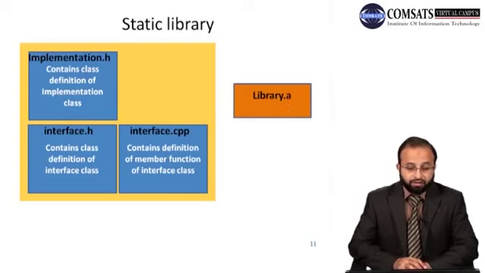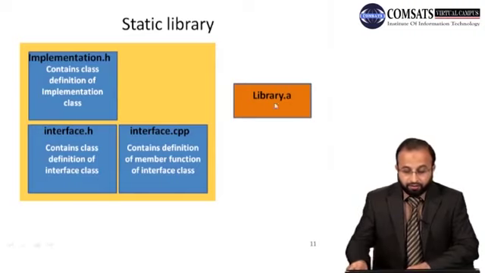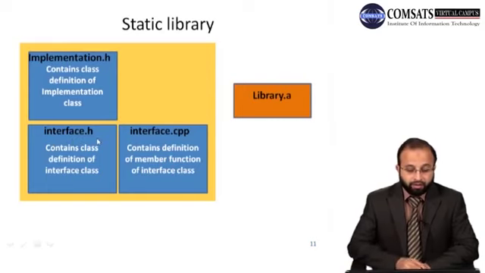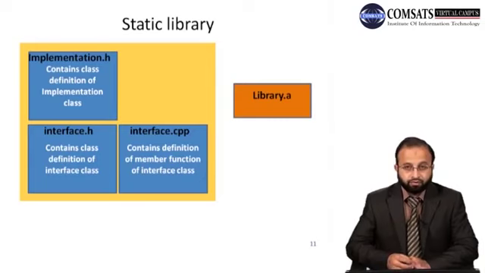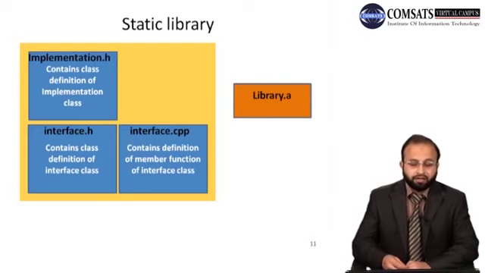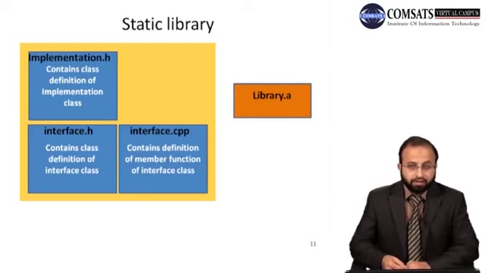We just want to repeat it so that you can know how to create a static library and actually what is the function of a static library. Then you can provide library.a and interface.h to the client. Now by viewing interface.h or library.a, the client won't know the implementation detail of the interface class, as well as the detail of the class definition of the interface class and the definition of the member function of the interface class.